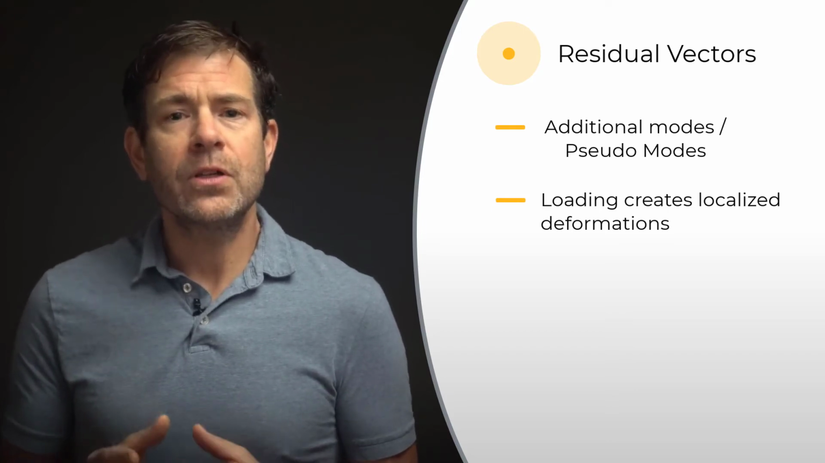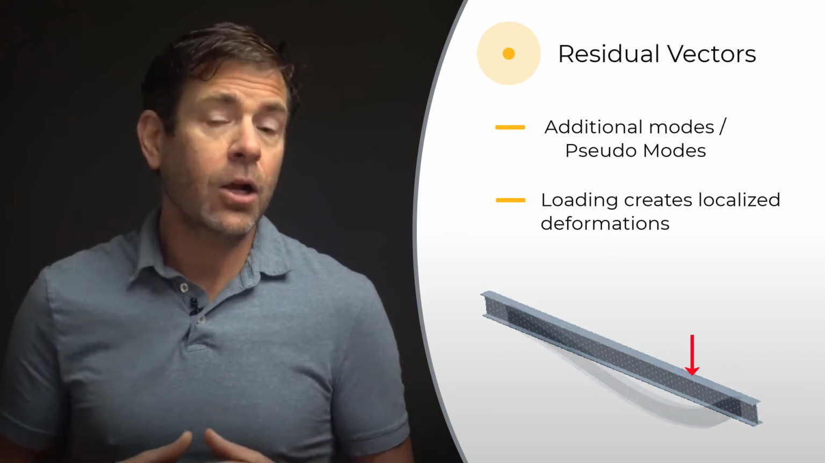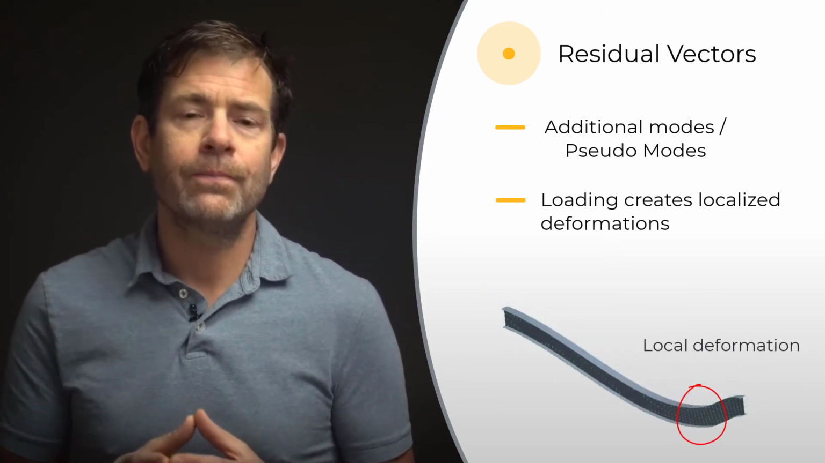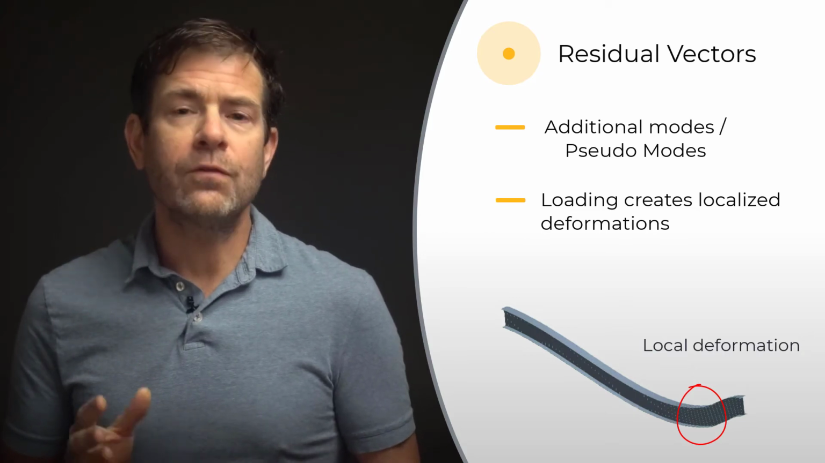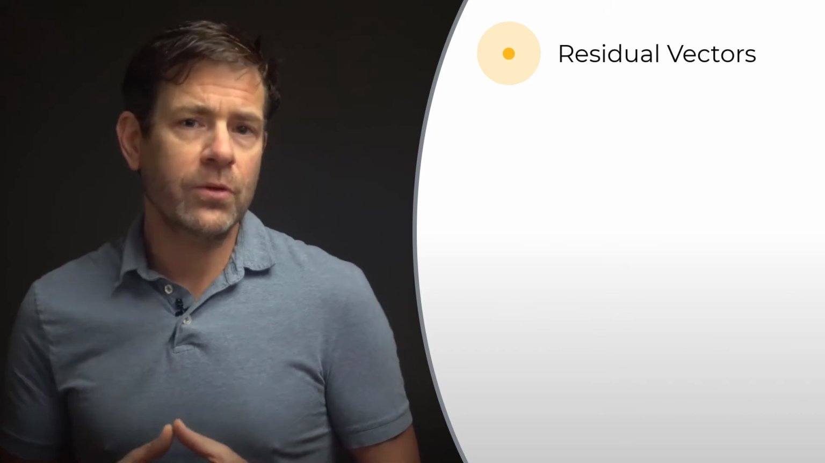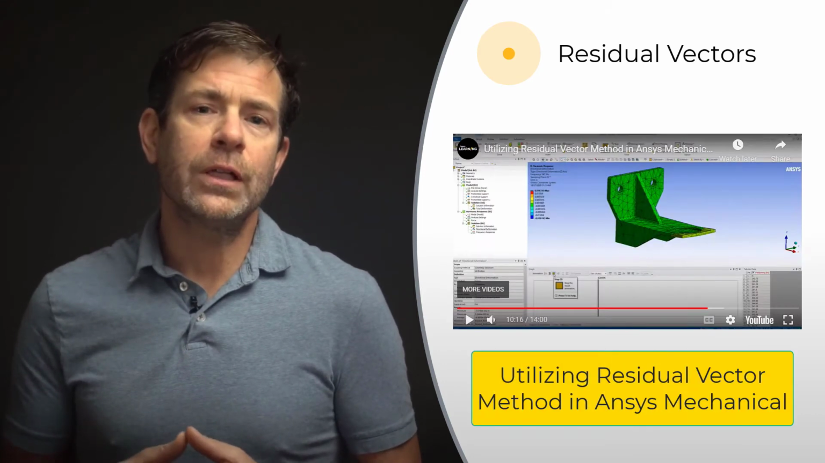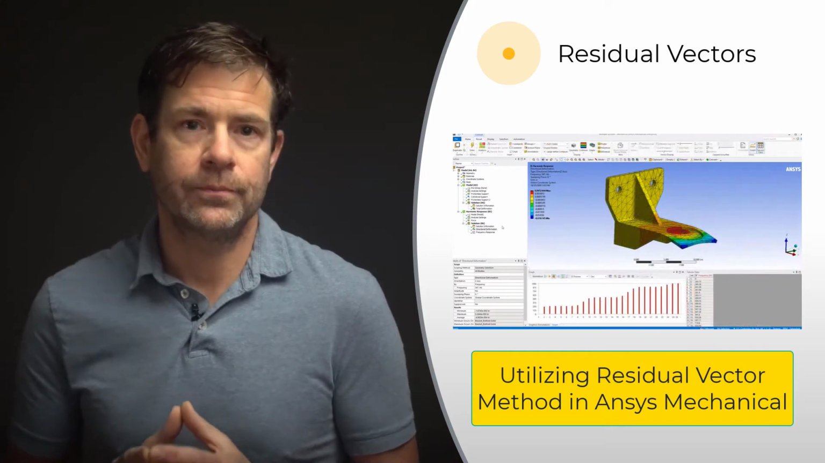An example of such loading might be a concentrated load on a region of the part that causes localized deformation. In this case, residual vectors can be turned on and a fewer number of modes need to be specified. To learn more about residual vectors, please see our video titled Utilizing Residual Vector Methods in Ansys Mechanical.